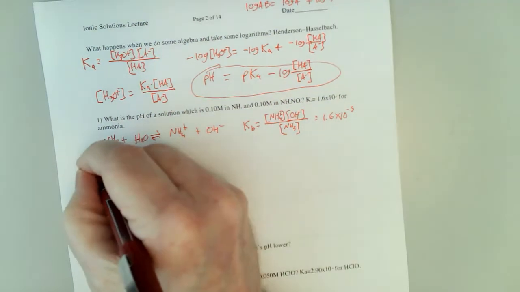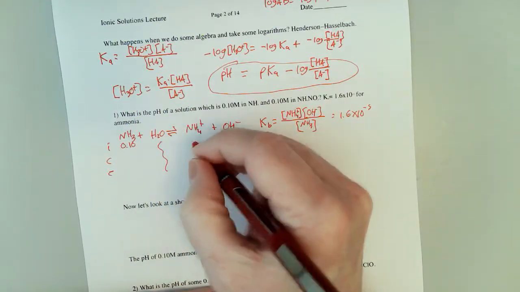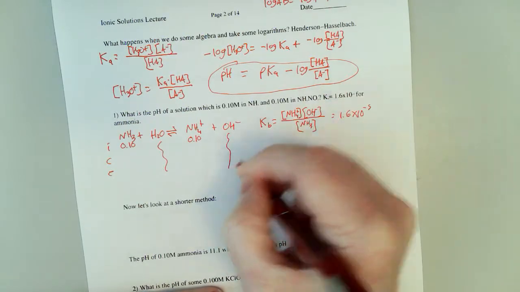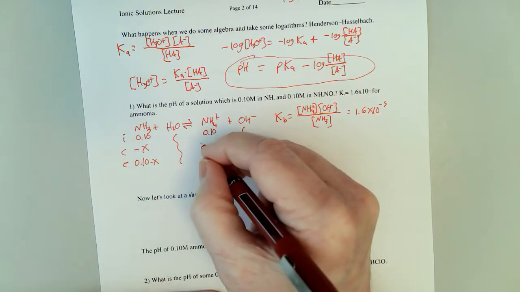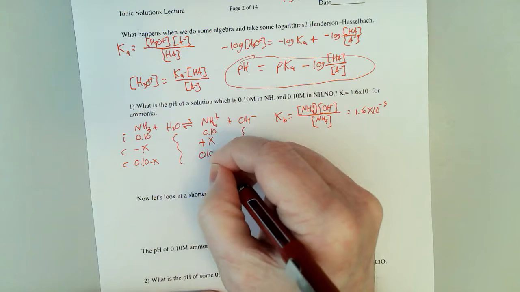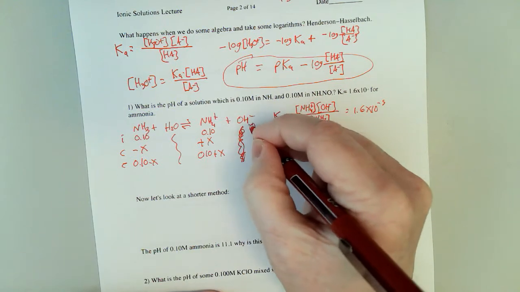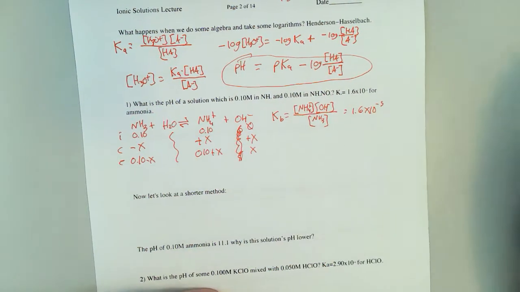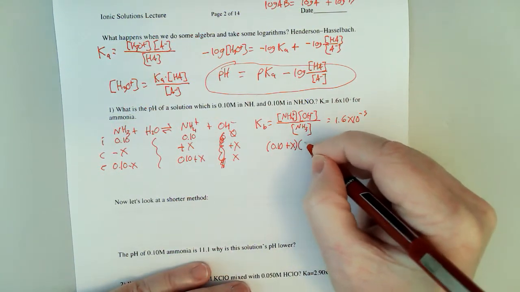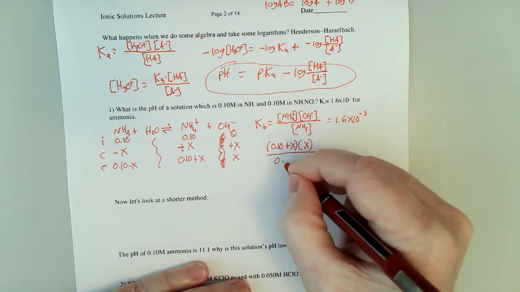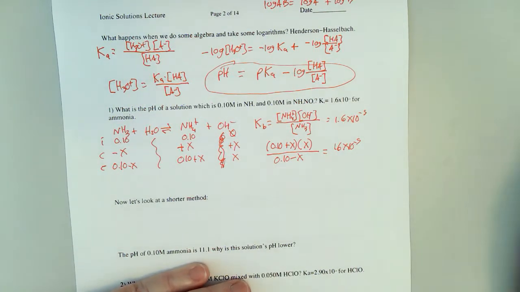Okay. Now, when I make my icebox, little twist to it. 0.10 molar, ignore water, and I do have an original concentration of 0.10 molar for ammonium. Minus X, 0.10 minus X, plus X, 0.10 plus X, 0 plus X and X. So over here, what I end up with is 0.10 plus X times X over 0.10 minus X equals 1.6 times 10 to the negative fifth.